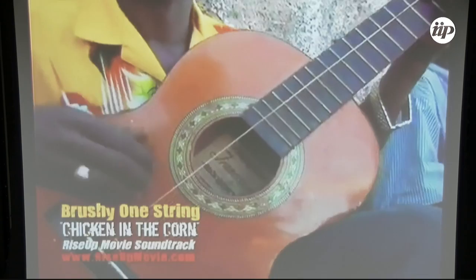This is a guy from Jamaica, and he uses a minimal acoustic guitar. You can check, there's only one string. One thing to calibrate the tension.